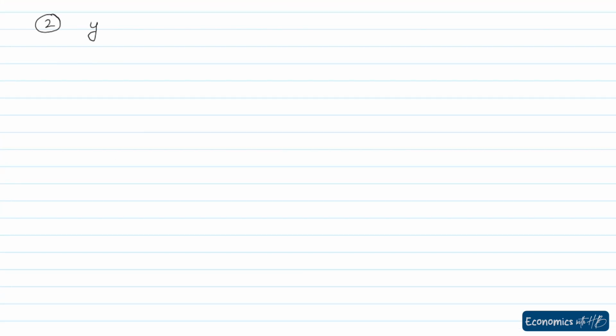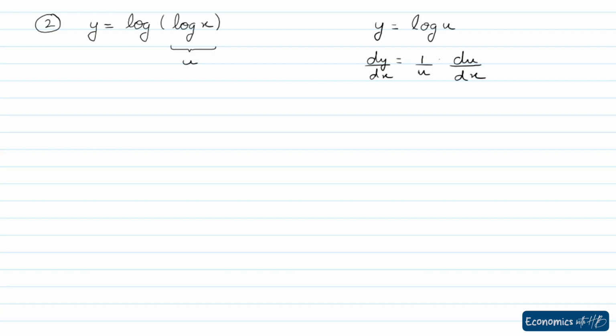Y is equal to log of log x. Here we can take this log x as u. It is a function of x. So what we get is y is equal to log u. Dy by dx is 1 by u into du by dx. So what we get here is dy by dx is equal to 1 by log x, which is 1 by u, into du by dx. So in place of u we write log x, d by dx of log x.